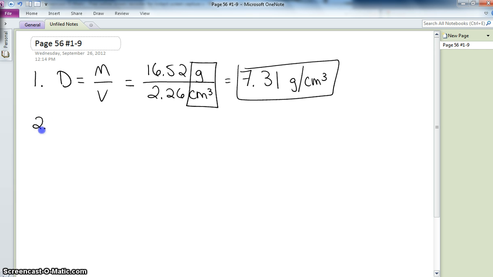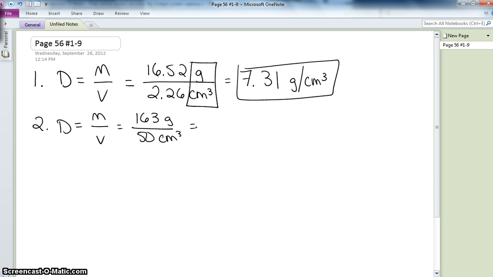All right, let's try number 2. A man with a 50 cubic centimeter bottle completely filled with 163 grams of a slimy green liquid. What is the density of the liquid? Again, it says what is the density, so that's what they want us to solve for. We know density equals mass divided by volume. If we go back and read, it says the mass is 163 grams. Go back and read again. The volume of the slimy green liquid is 50 cubic centimeters.